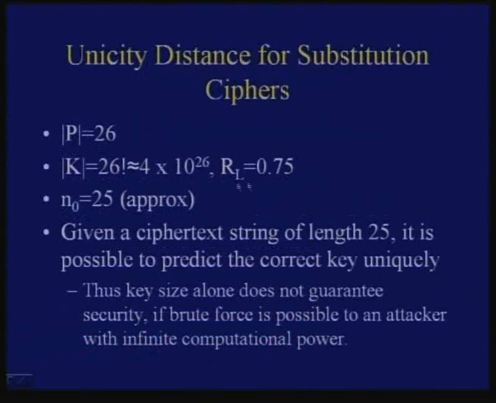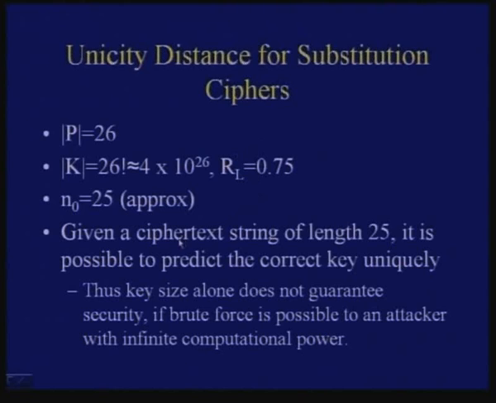So let's do an example calculation with the substitution cipher. We had the number of plaintext characters equal to 26, so the cardinality of P was 26. The cardinality of K was 26 factorial, which is around 4 into 10 to the power of 26, a fairly large key space. So if you assume RL equal to 0.75 for the English language and plug in, you will find that n0 is approximately equal to 25.